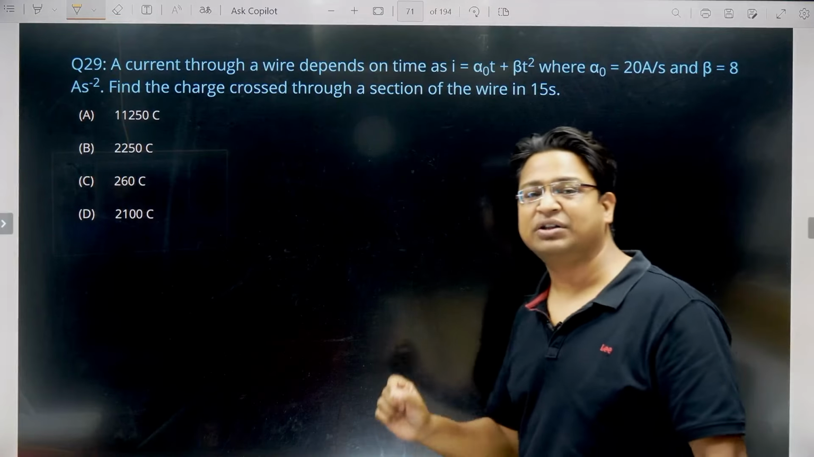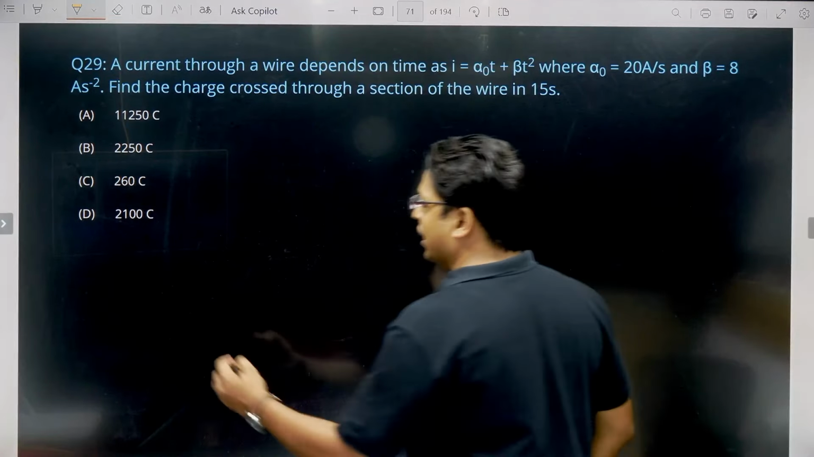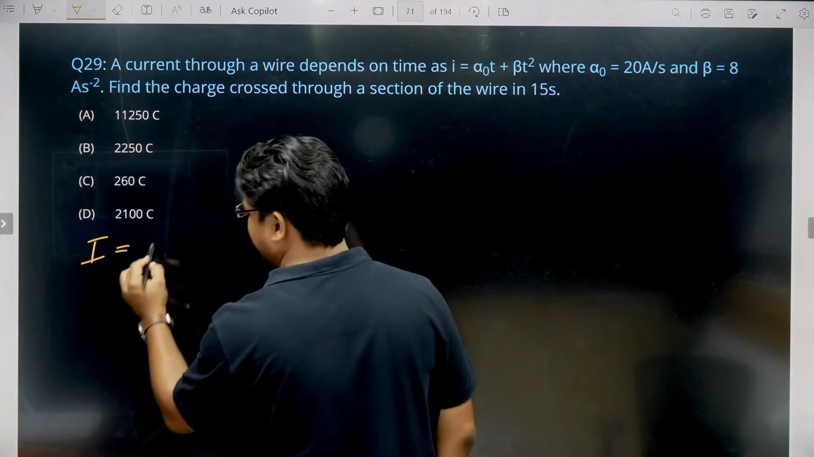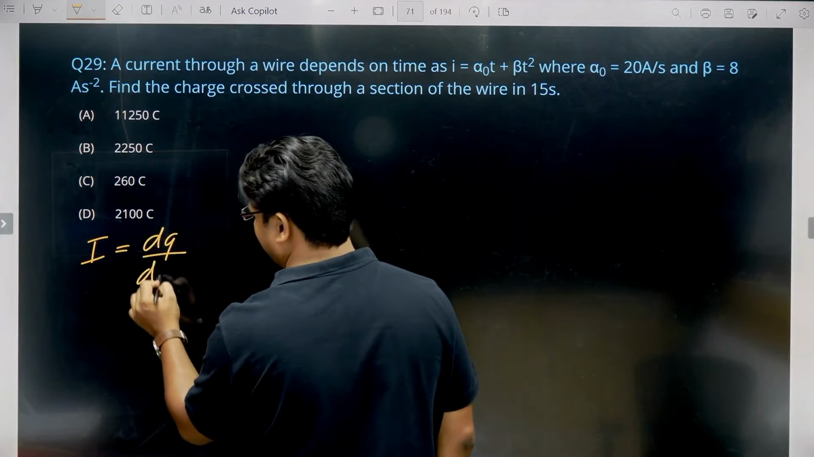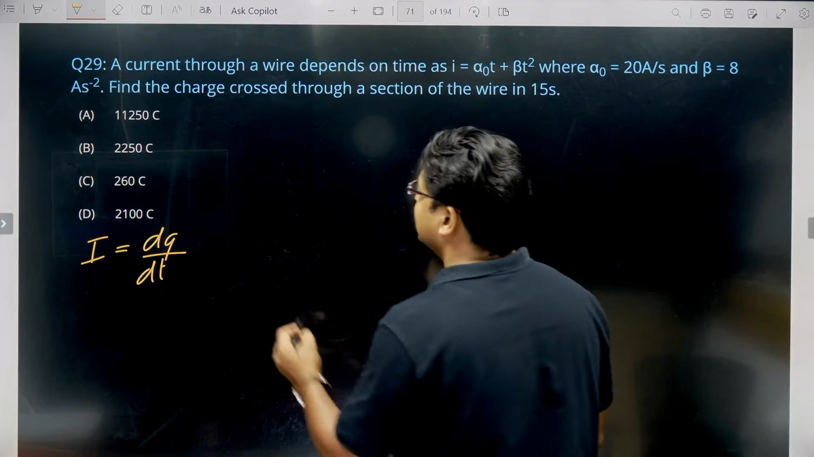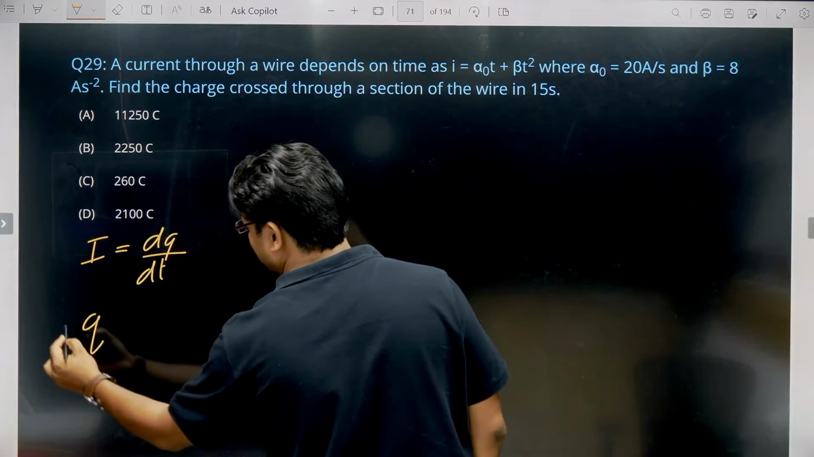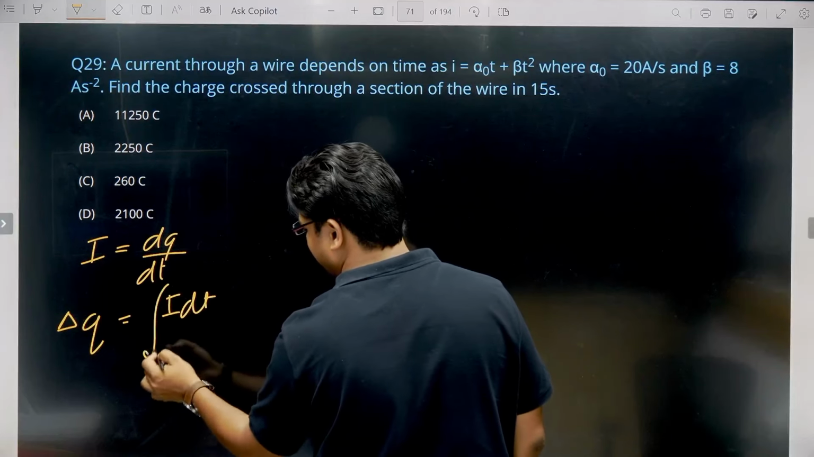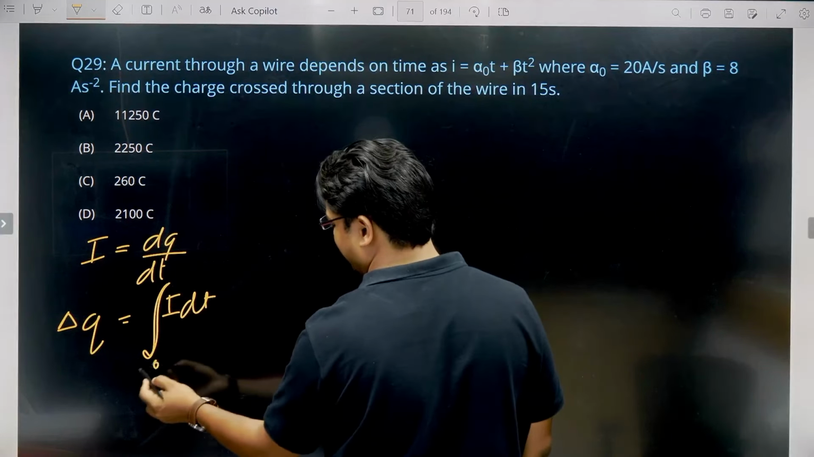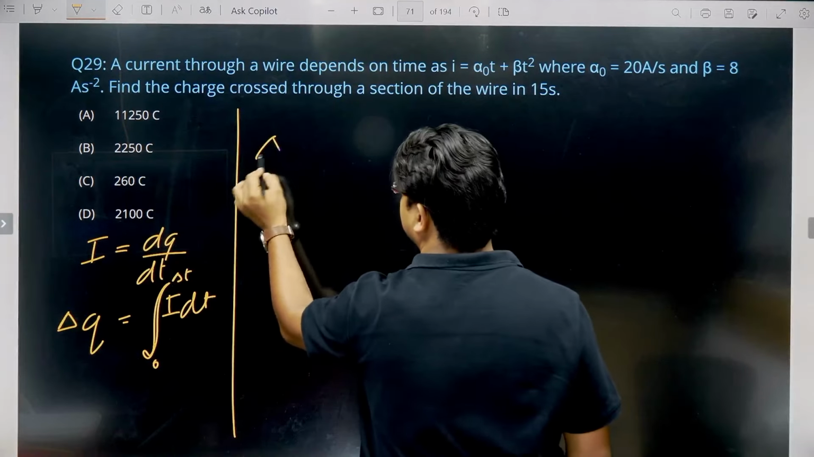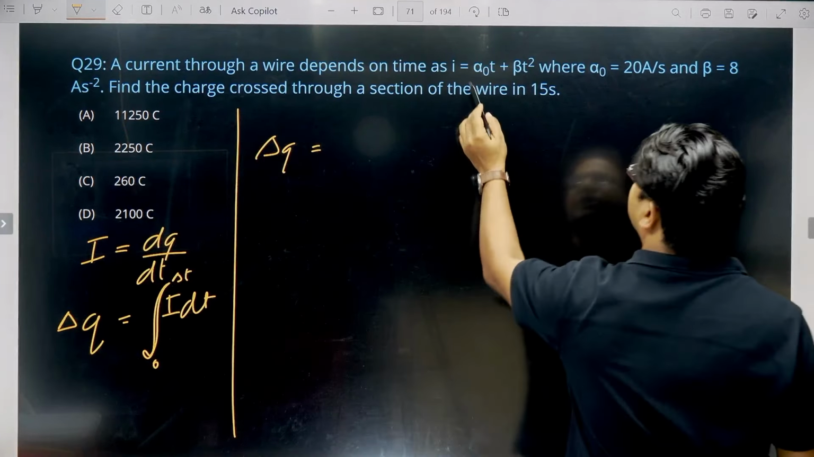So it is based on the definition of current. Current is defined as dq by dt, where dq represents the amount of charge flowing through a given cross section in some time. So if we want to know the total amount of charge that has crossed through a cross section, we need to integrate the current in whatever interval was given to us. So let's do that. The answer that we are looking for would be the integration of this expression.